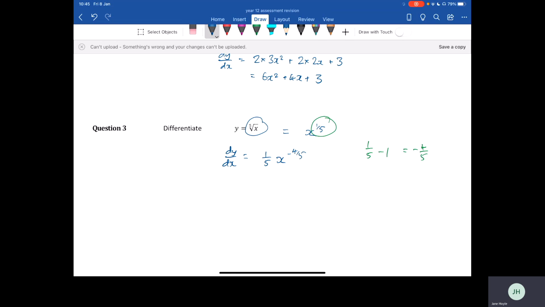And exam mark schemes would probably give you your marks for that, but I know some of you might like to rewrite that without that negative power. That is the same as 1 over 5, so because it's a fifth, that 5 would be on the denominator, and then x to the power of 4 fifths. That negative power would be a positive power when it's on the denominator.